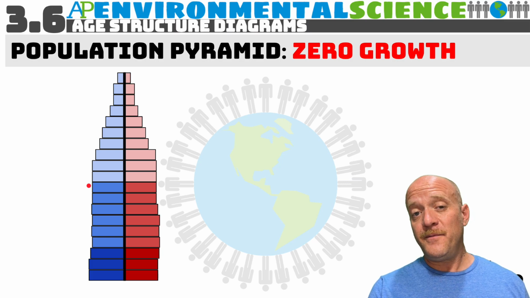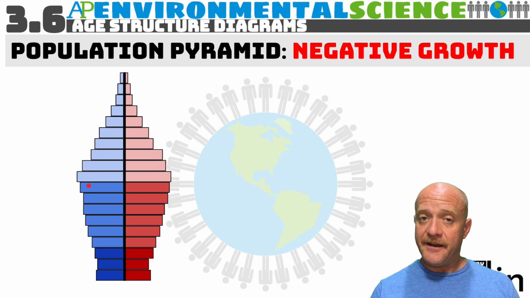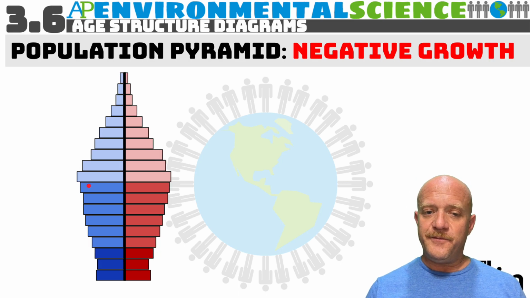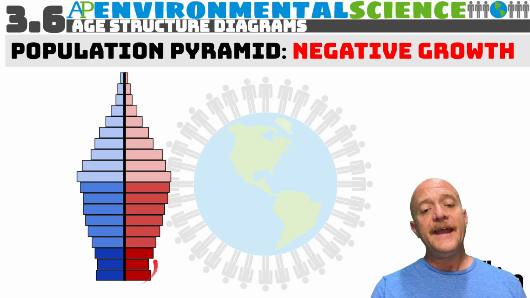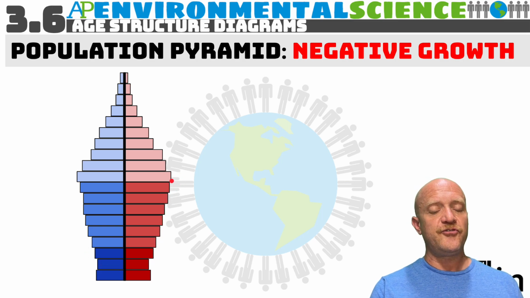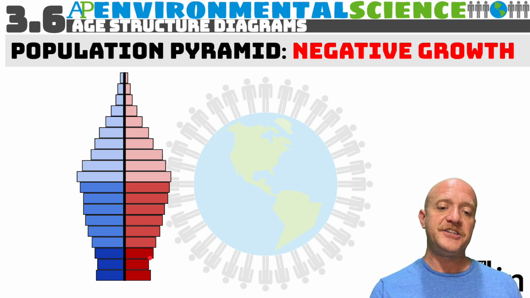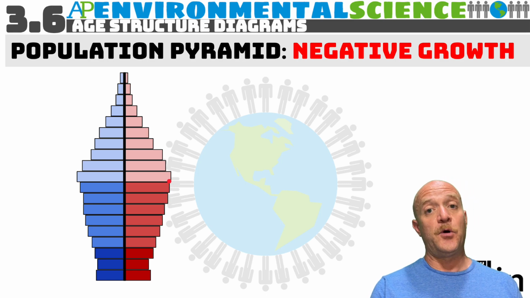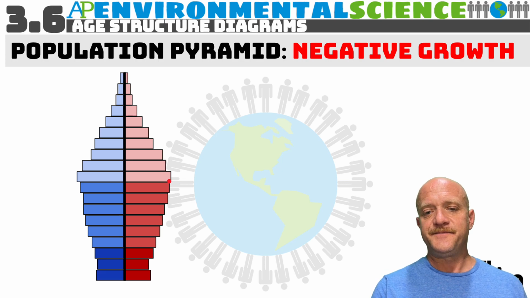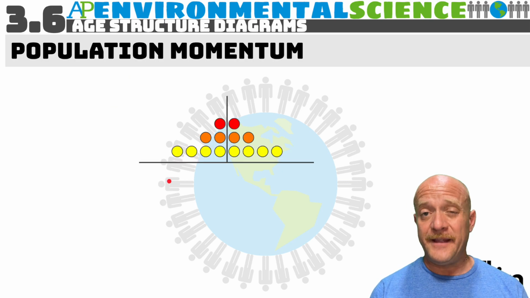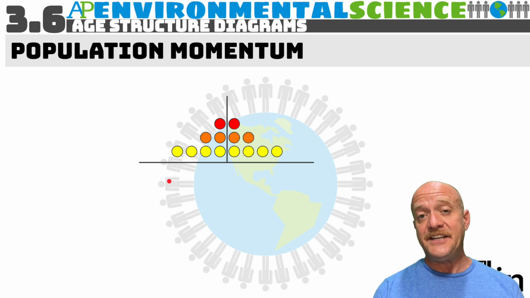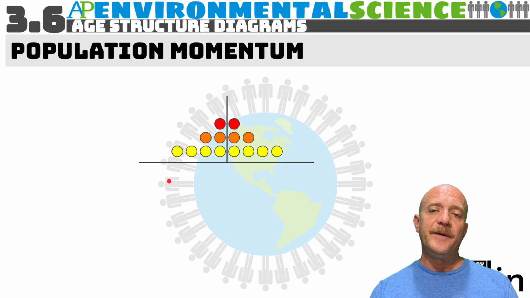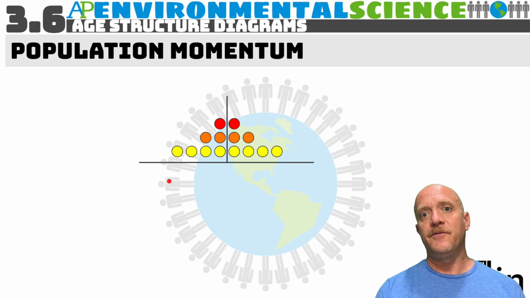And the fourth type of pyramid you'll see is one experiencing negative growth. And this is quite easy to pick out because the pre-reproductive cohort is much smaller than the reproductive cohort. So this trend will continue on, and this population is expected to continue to get smaller. Now, why is this? Well, it's related to something called population momentum. Basically, that means when a population is growing, it's going to continue to grow, and it's going to take a little bit of time for that population growth to slow down.